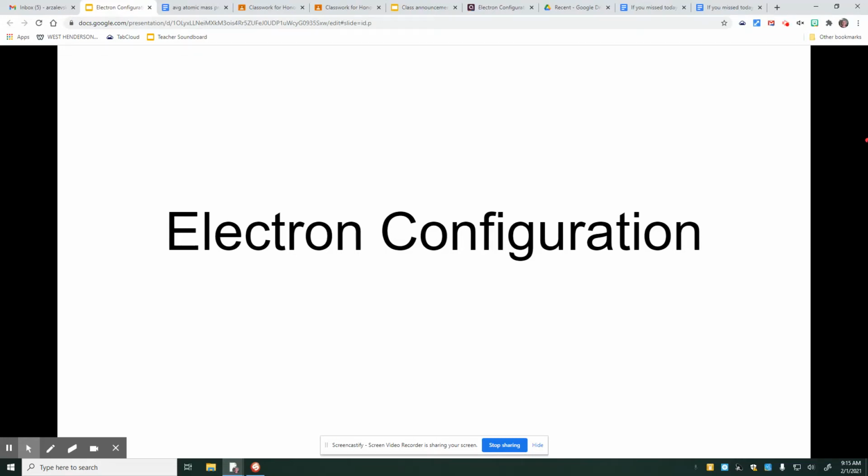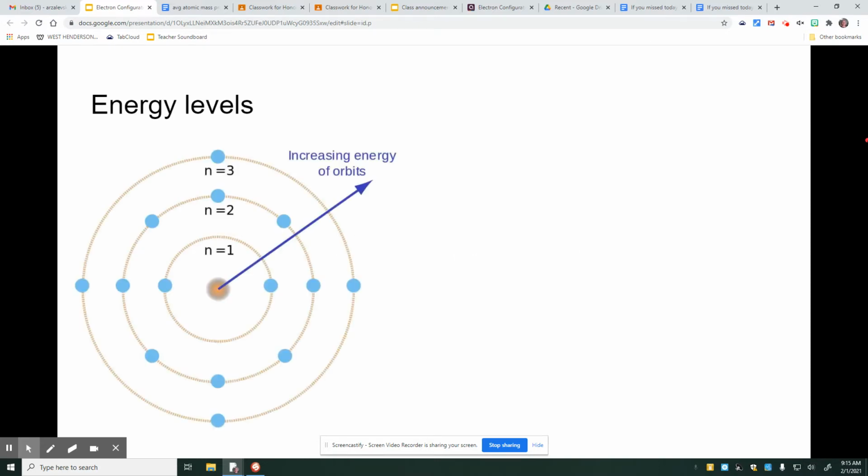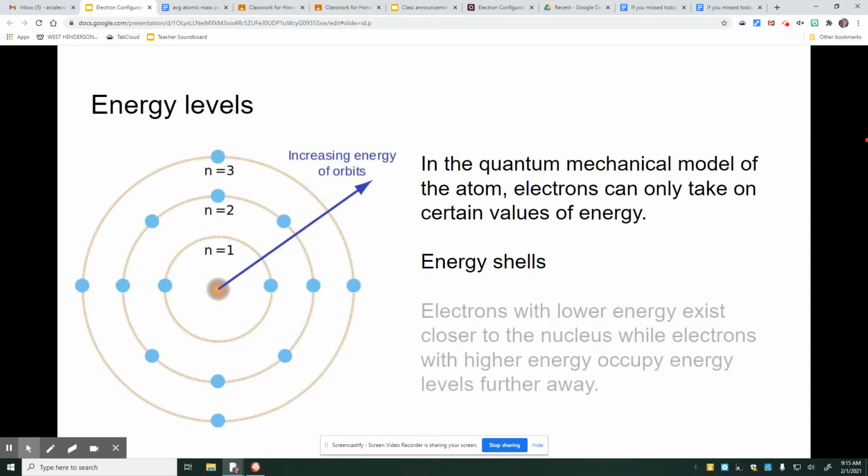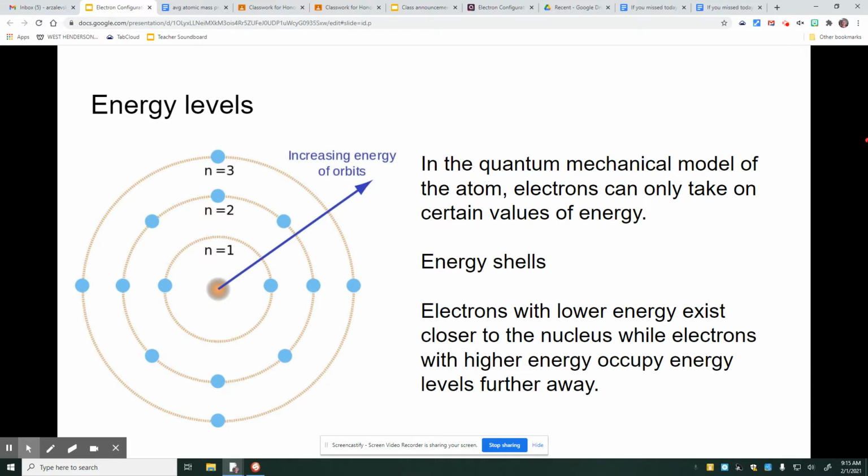This video is on electron configuration and describing the most probable location for an electron using the first two quantum numbers. So as we talked about last time in describing that quantum mechanical model, we do have energy levels where we have electrons that exist in certain distances from the nucleus, which vary because of energy.